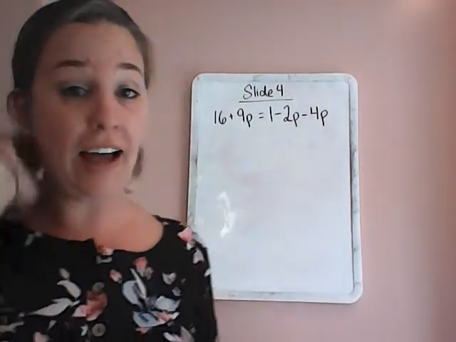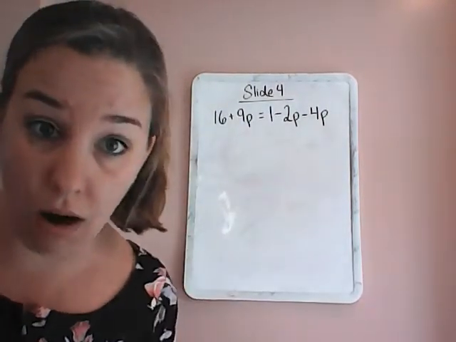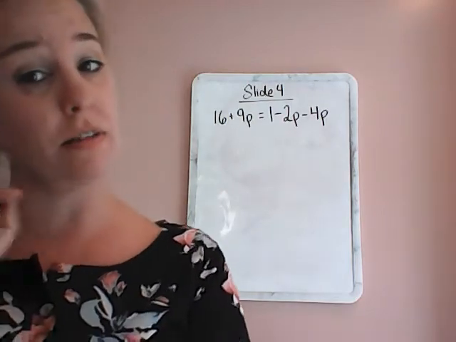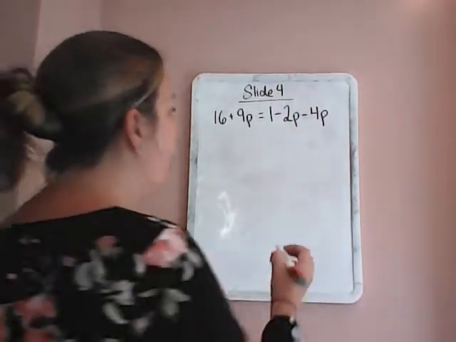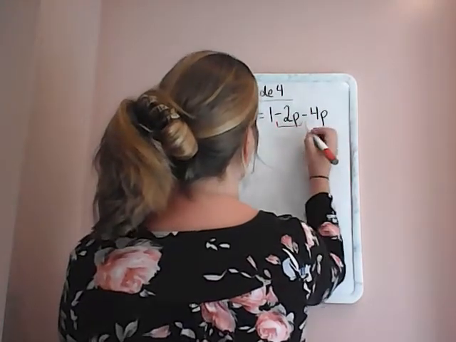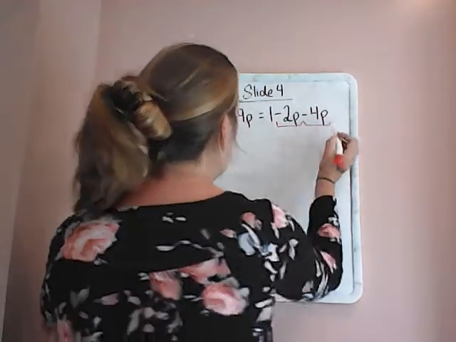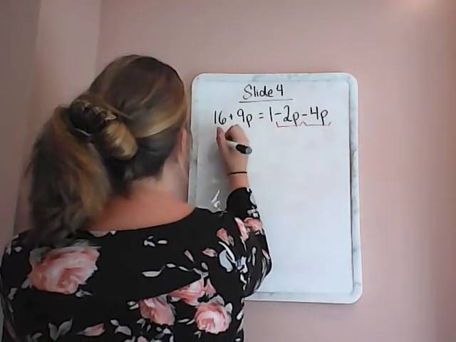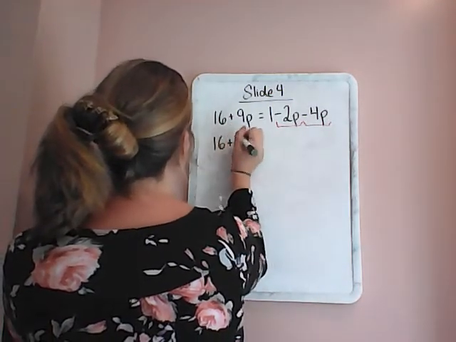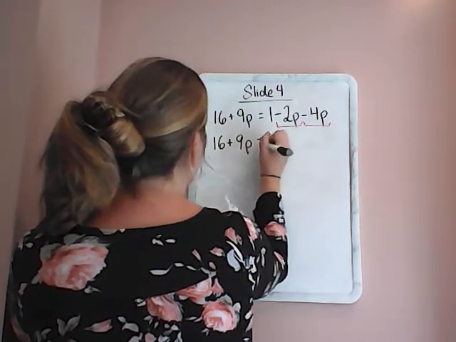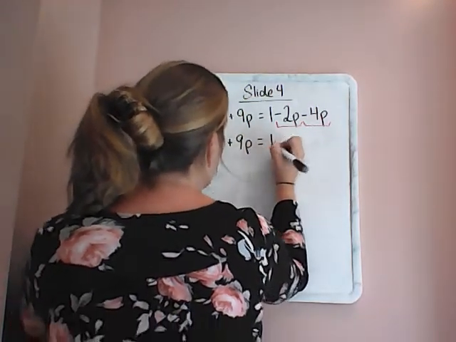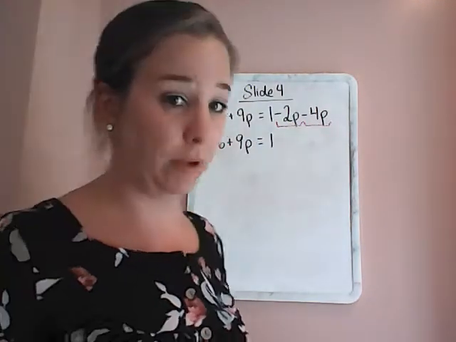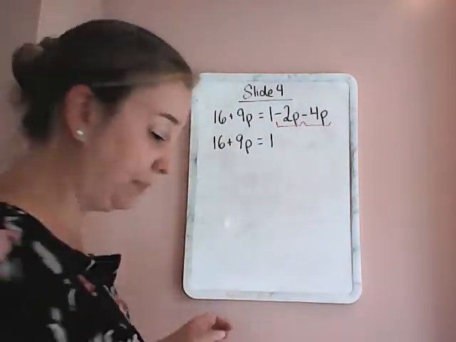So slide 4, we're going to have to combine like terms here also. Can you find them? Our like terms here are actually variable terms, which are this negative 2p and this negative 4p. I haven't touched anything over here on the left, so I'm just going to rewrite. Equal sign comes down. This 1 comes down. Now I'm combining a negative 2p, negative 4p, which brings us to negative 6p.